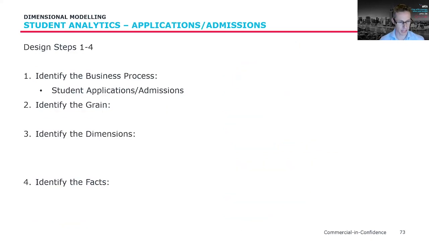So what I'd like to do now, we're kind of running out of time, is just quickly step through 3 different examples of going through the Kimball 4-step design process for 3 different business processes that we might have in the student analytics space. So the first one we're going to look at is student applications and admissions.